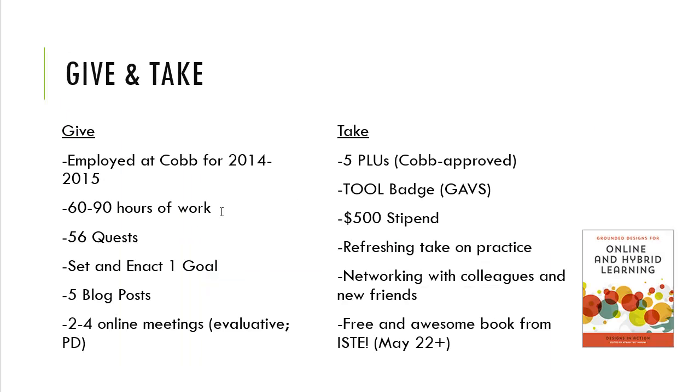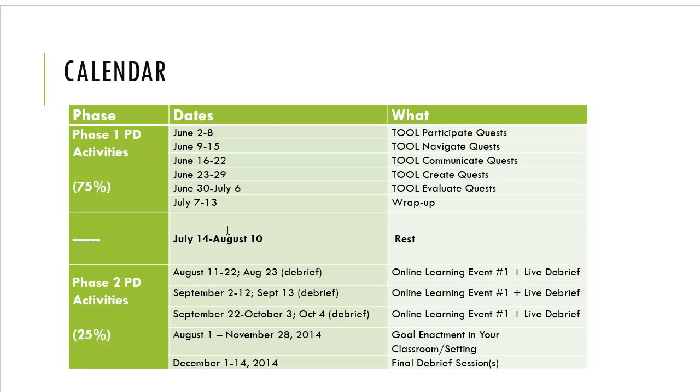Then you're going to have some time away from us, and you're not going to have to think about us at all from July 14th to August 10th. Then in the fall, we have these 3 two-week windows: one in August, one in September, and then one in late September and early October. During each window, you can come check out an online learning event. There's going to be 3 online learning events.